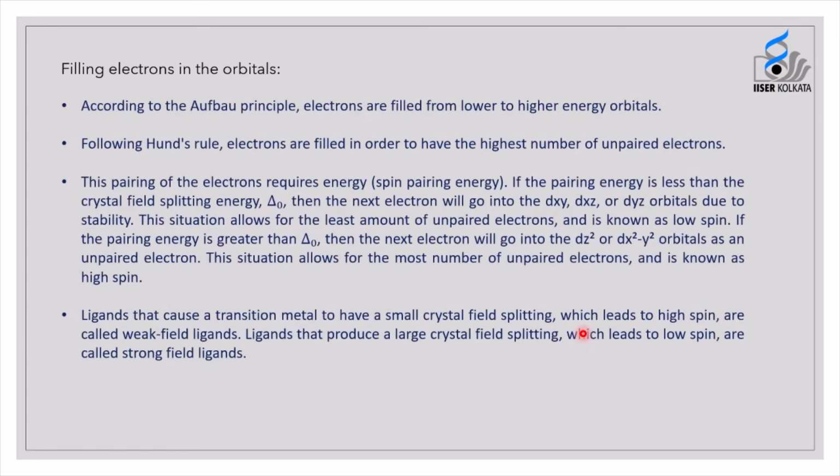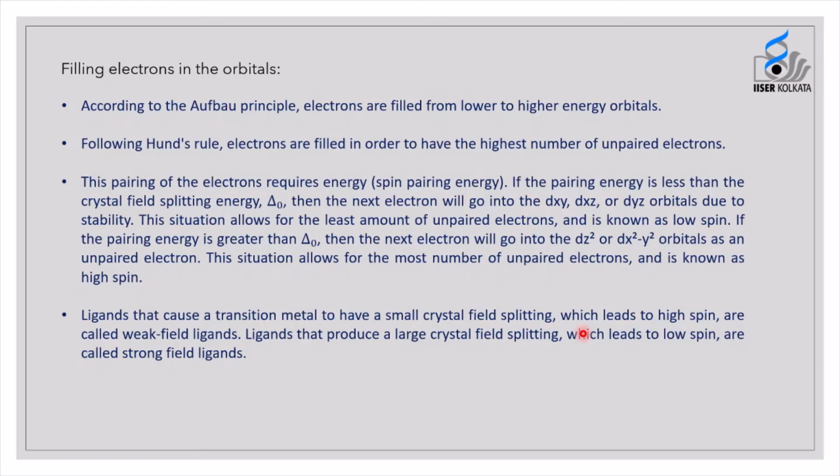Now we talk about filling electrons in the orbitals. We have studied how orbitals are going to split when the ligands approach. Now we will study how electrons are going to fill in these orbitals. According to the Aufbau principle, which we studied in our previous classes, electrons are filled from lower to higher energy orbitals. The orbitals which are at lower energy, electrons will go into them first. Following Hund's rule, electrons are filled so as to have the highest number of unpaired electrons.